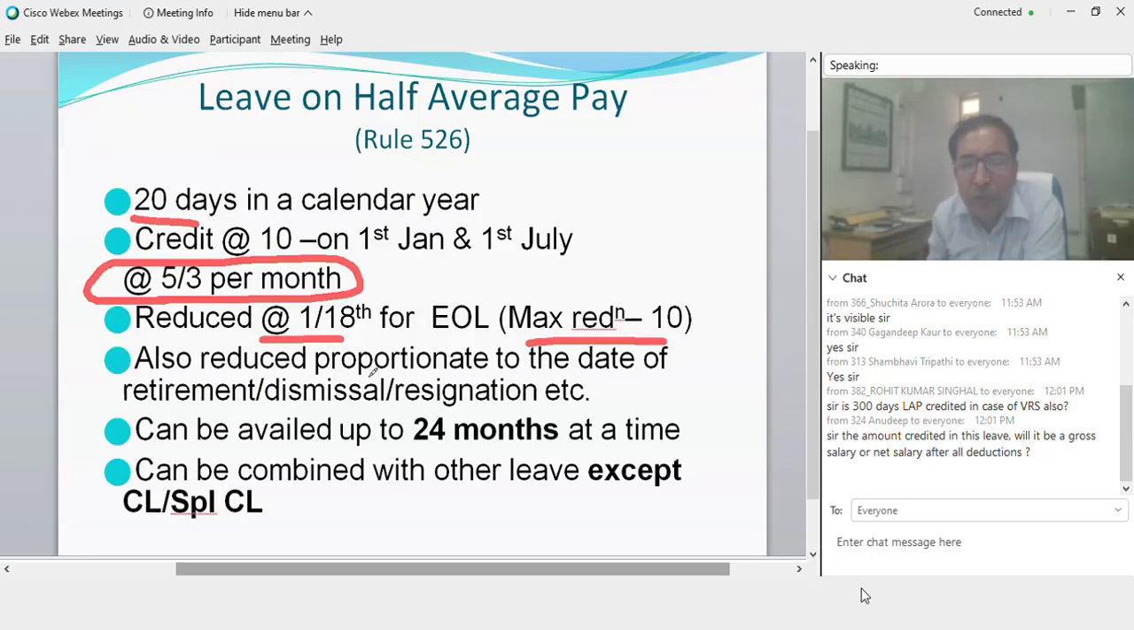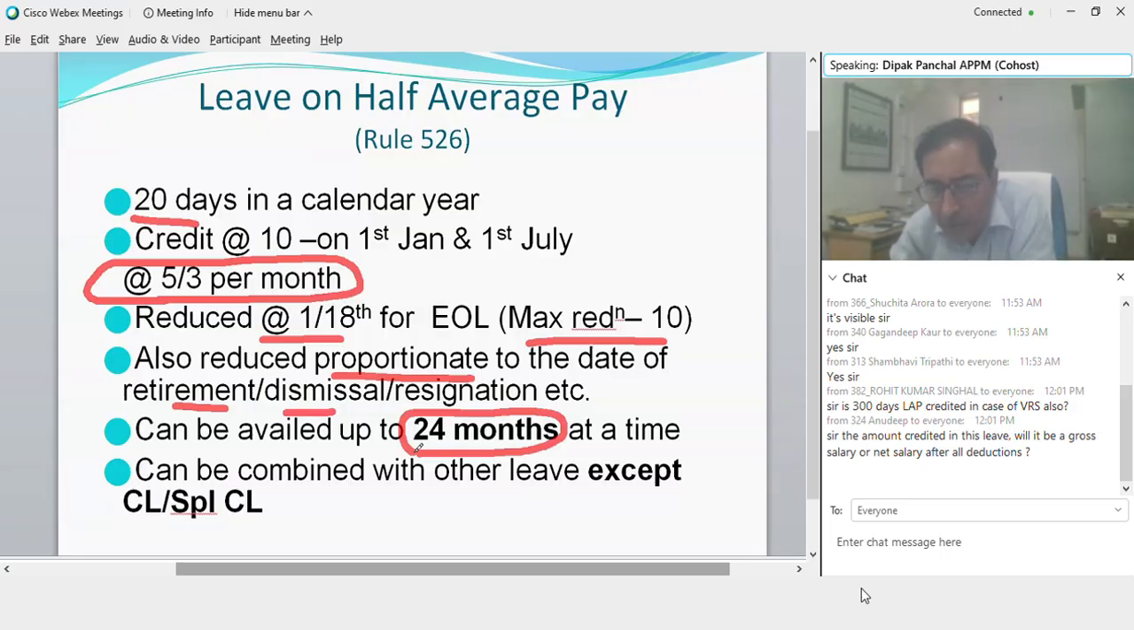Here also the proportionate credit is given. Means if an employee is retiring, dismissed, or resigns, then in that case the proportionate HLAP is deducted. 24 months of HLAP can be sanctioned at a stretch if that much of HLAP is available in the leave account of an employee. It can be combined with other leave except CL and special CL.